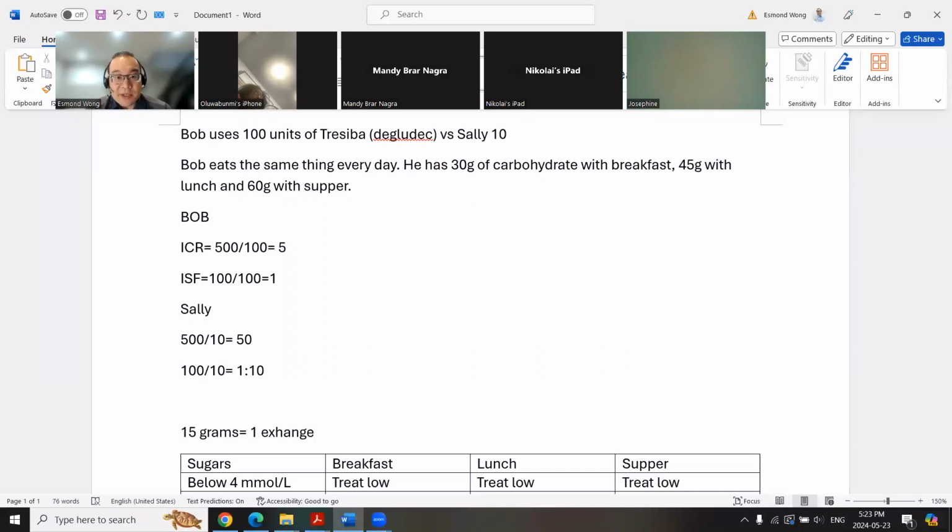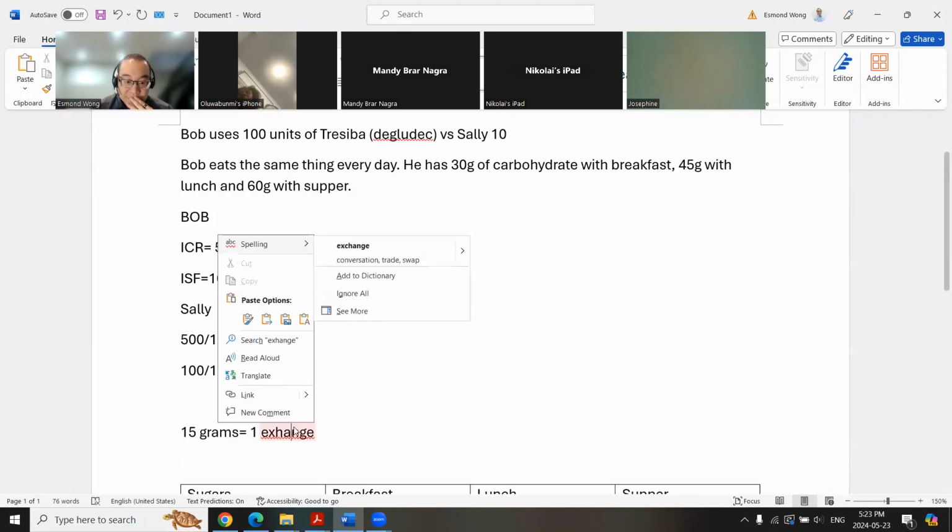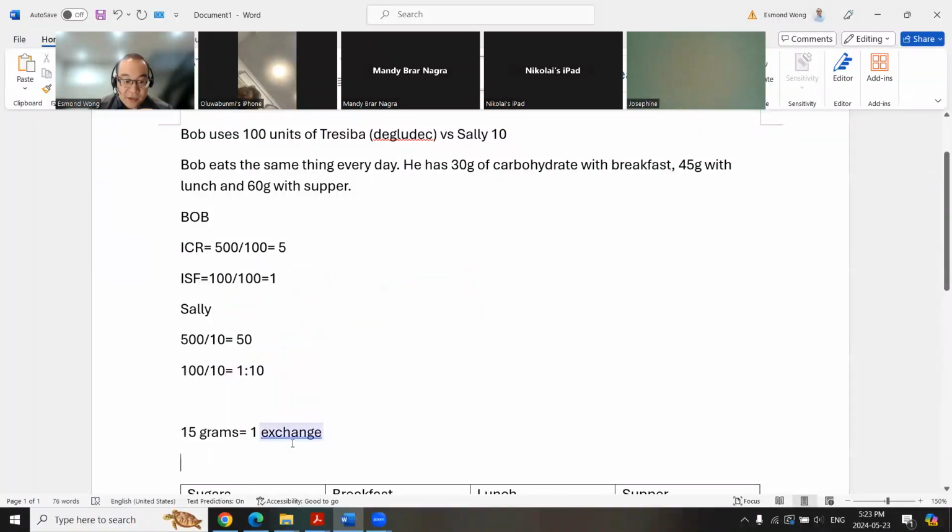Okay, some people like to think of it as, I take 1 unit for 1 slice of bread, 2 units for 2 slices of bread. It's not really common anymore, but this was an old system of using it. So if I've got 2 people, let's say for this example, 15 grams is 1 exchange. It doesn't have to be 15 grams. Some people will use 30 grams or 45 grams.